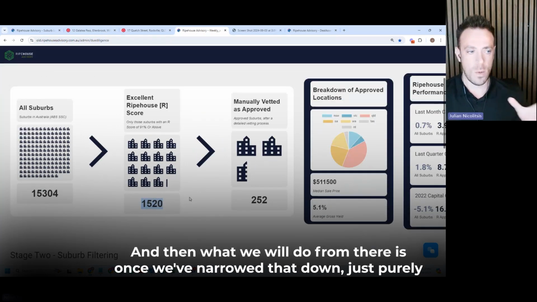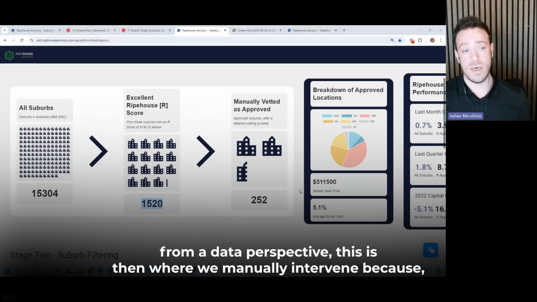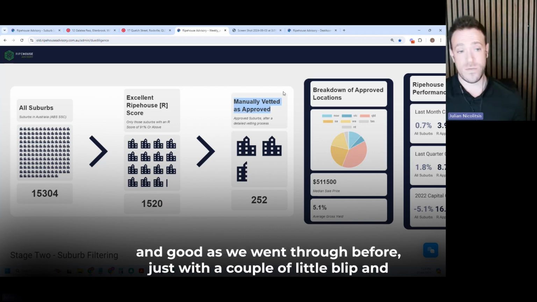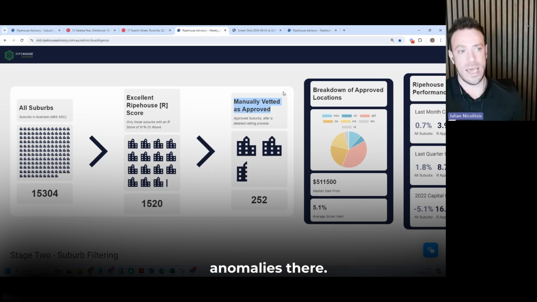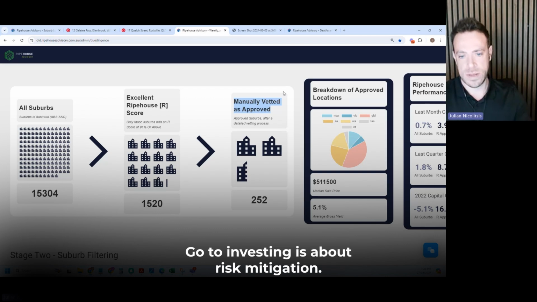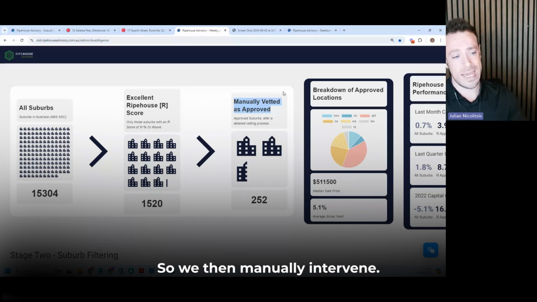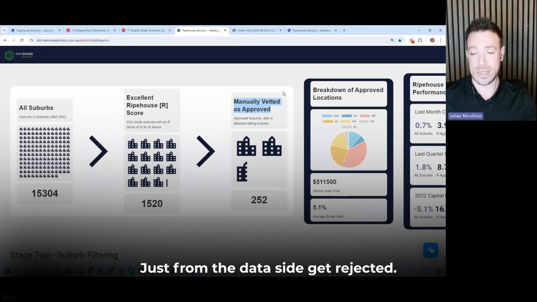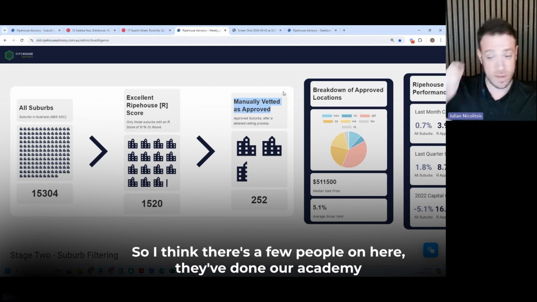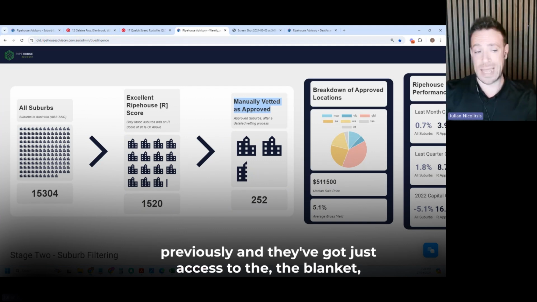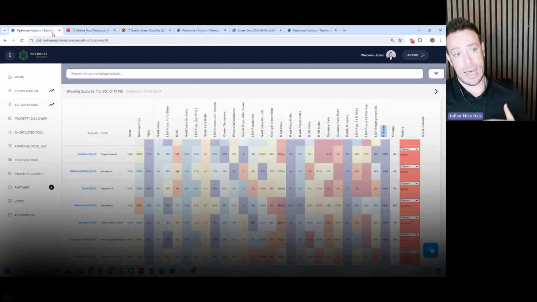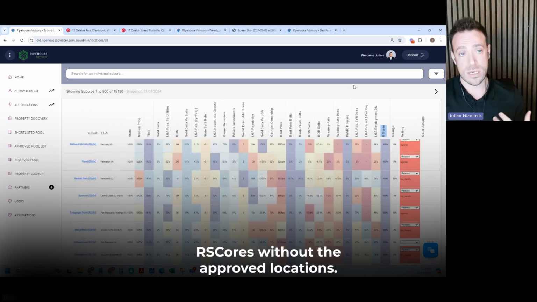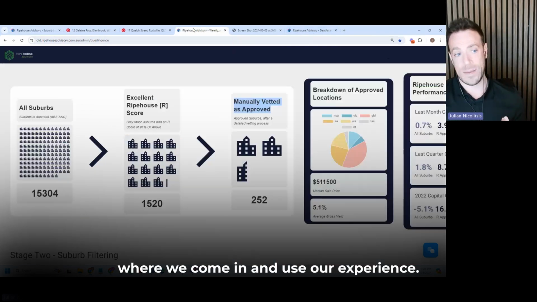Once we've narrowed that down purely from a data perspective, this is where we manually intervene, because data is all well and good, as we went through before with a couple of little blip anomalies. Good investing is about risk mitigation. So we manually intervene, and basically 80% of the locations that are approved just from the data side get rejected. I think there's a few people on here that have done our academy previously, and they've got access to the blanket R scores without the approved locations. But this is essentially where we come in and use our experience.